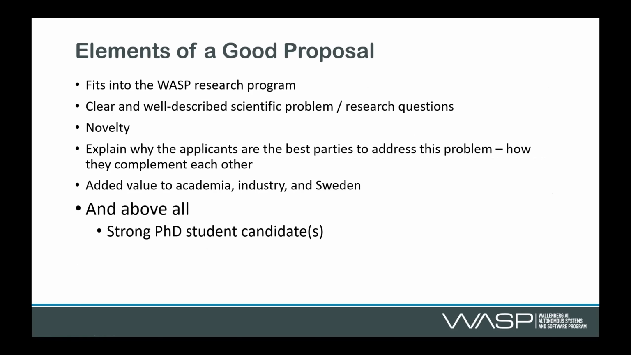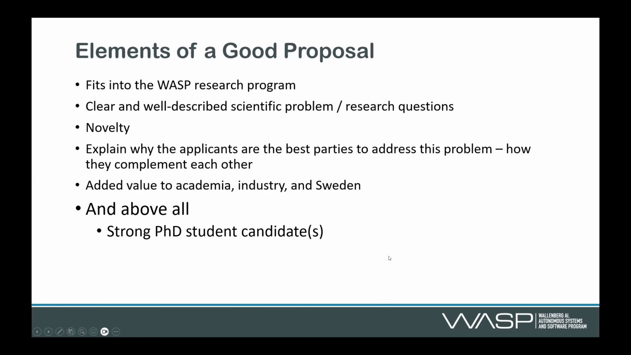So what are then the elements of a good proposal? Well, it should fit into WASP. It should have a clear and well-described scientific problem or research questions. There should be a novelty aspect in it. And one should try to focus on explaining why the applicants are the best suited parties to address this problem, how they complement each other and so on. And then, of course, the added value of this project to academia, industry, and Sweden as such. But above all, I would say, the main requirement is that you have a strong PhD student candidate or candidates.